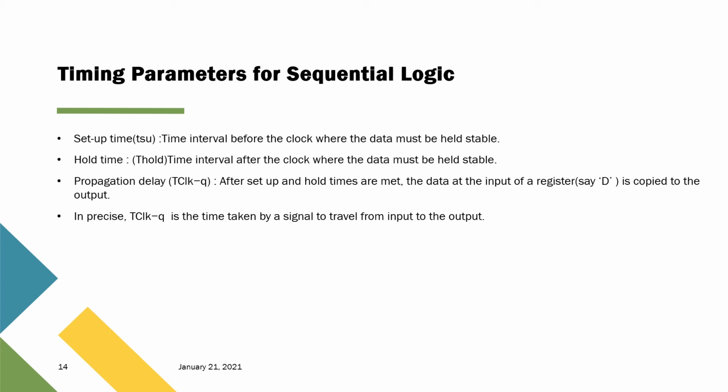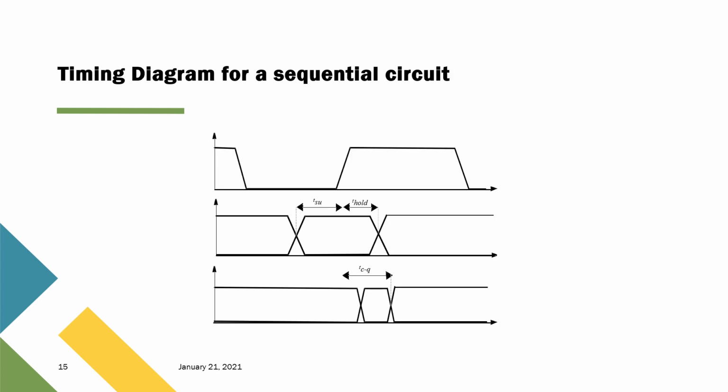In precise, the propagation delay is the time that is taken after the setup and the hold times for the data at the input of a register to get itself copied to the output. Here's the timing diagram for a sequential circuit. The x-axis represents the amplitude and the y-axis the time. TSU represents the setup time, TPD represents the propagation delay, T hold is the hold time.